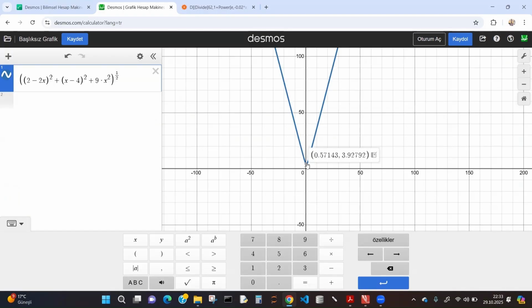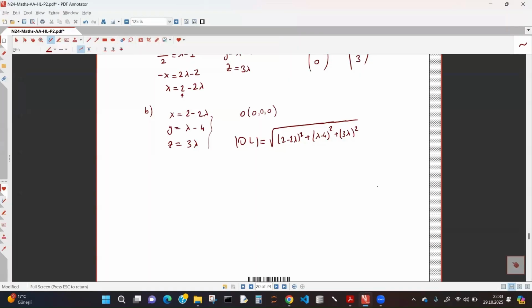It is approximately 3.93. The minimum value is 3.93. Maybe it's better to mention where you found this value. You can say that I drew the graph of this function and found here 3.93.